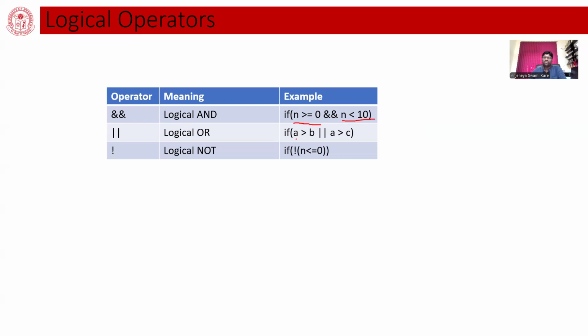And we have logical OR, where either this has to be true or this has to be true. So if A greater than B or A greater than C, it means that if any of them is true, then the entire expression will be true, otherwise false. Logical NOT is basically, if n less than or equal to 0 is false, then not of n less than or equal to 0 will be true. The opposite of the expression will be true. Right? These are the logical operators where you want to combine one or more arithmetic and relational operators in a selection statement. So they are very handy to write shorter and compact programs.